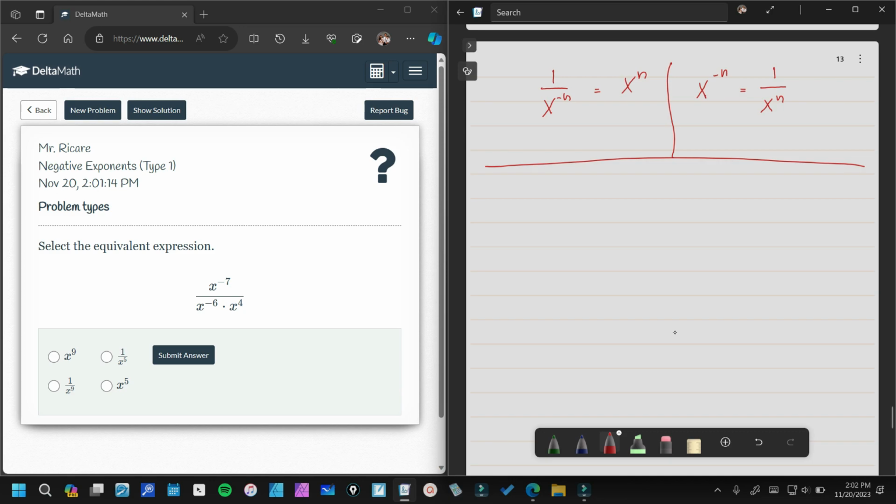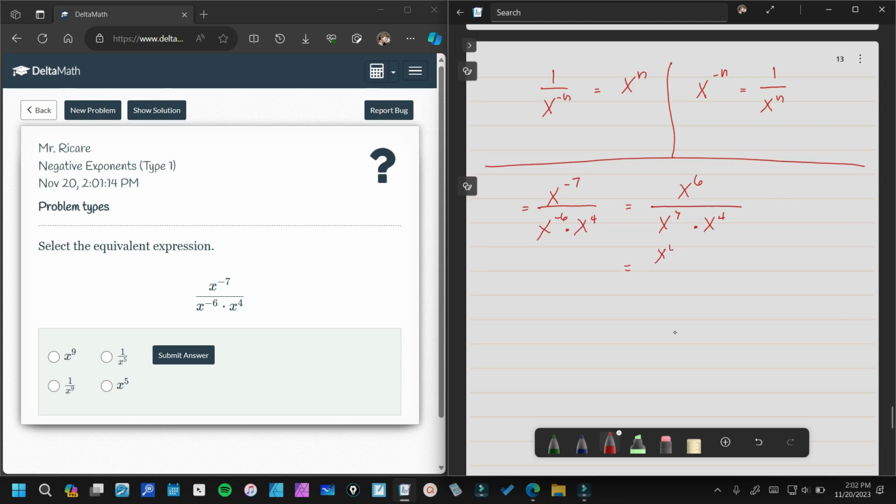So for example, here we have x raised to negative 7 over x raised to negative 6 times x raised to 4. So we want to make that negative 7 positive, right? Look at what will happen here. I'm going to place that in the denominator like that. And then the one in the denominator, I will put in the numerator. There you go. So now that all the exponents are positive, we can simplify this.